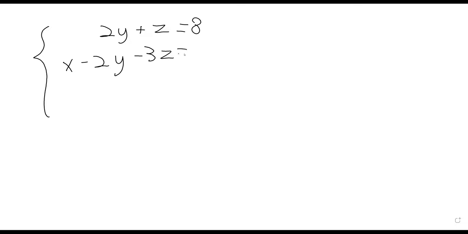So let's go ahead and solve a system of linear equations. 2y plus z equals 8. x minus 2y minus 3z equals 0. Negative x plus y plus 2z equals 3.